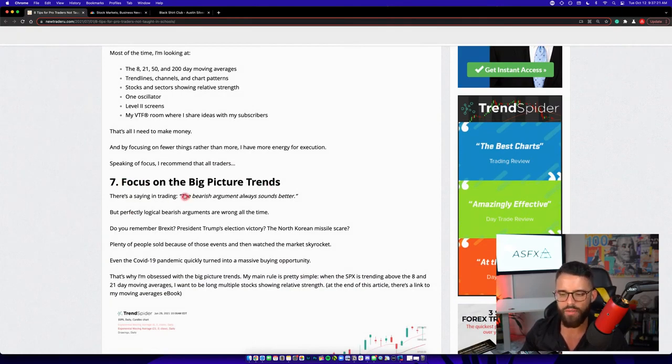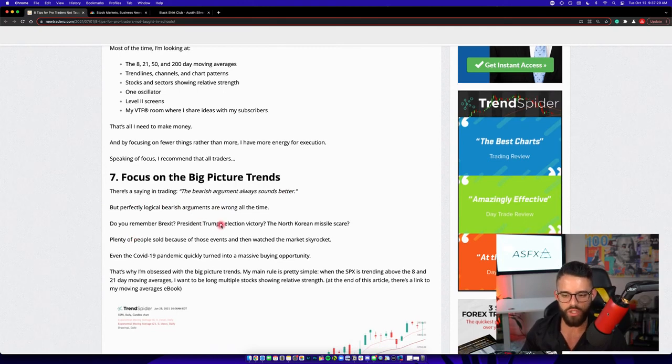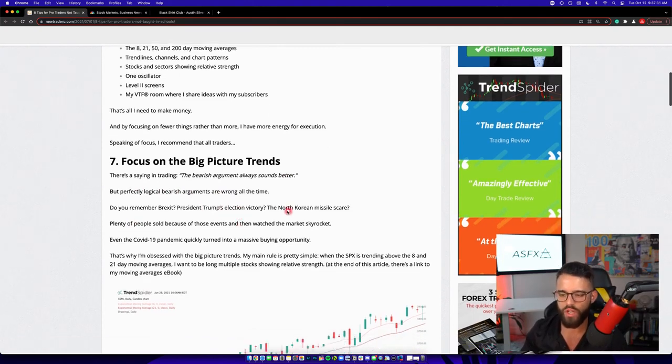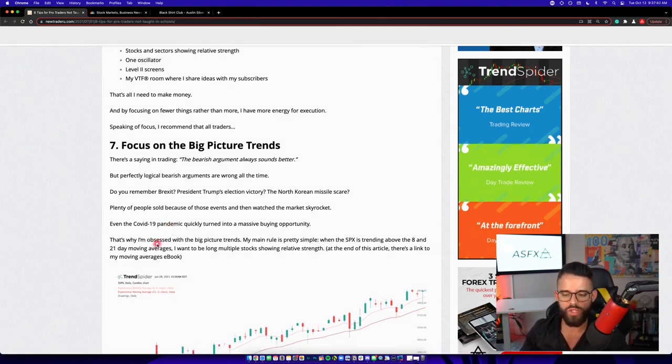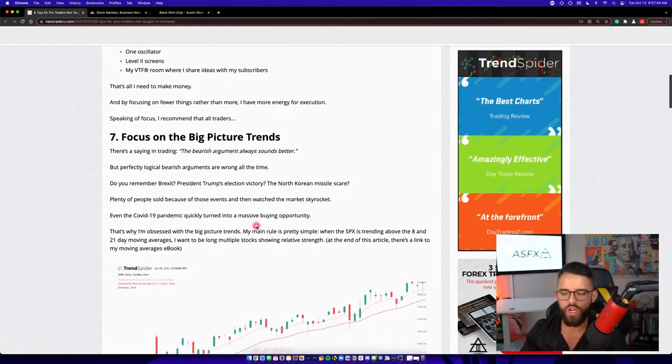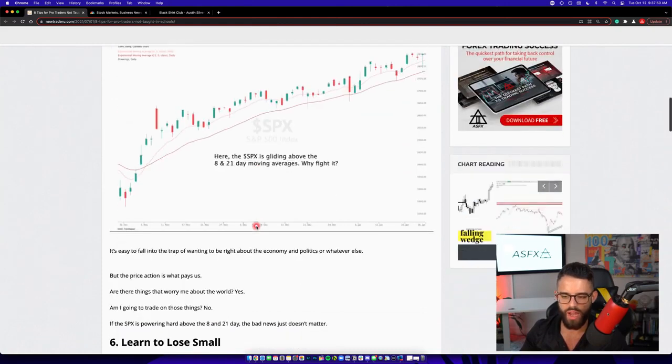There's a saying in trading: the bearish argument always sounds better, but perfectly logical bearish arguments are wrong all the time. Do you remember Brexit, President Trump's election victory, the North Korean missile scare? Plenty of people sold because of these events and then watched the market skyrocket. Even the COVID pandemic quickly turned into a massive buying opportunity. That's why I'm obsessed with big picture trends. My main rule is pretty simple: when the SPX is above the 8 and 21, I want to be long multiple stocks showing strength. So he's just given some strategies there on the stocks.